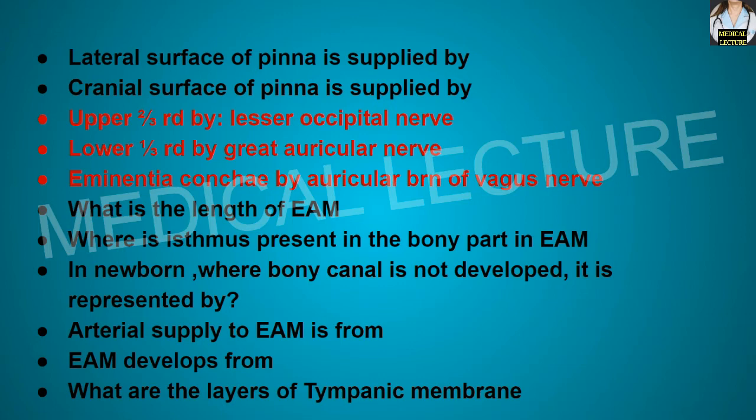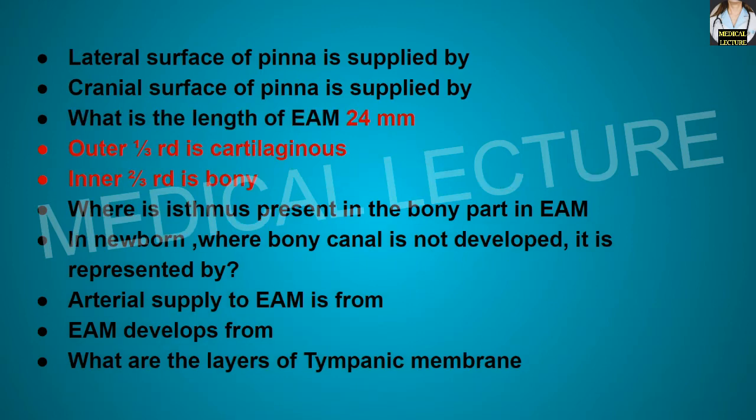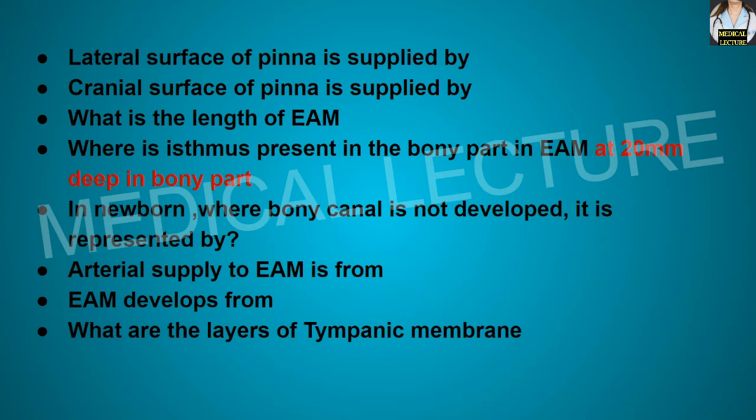Now what is the length of the external auditory meatus or the external acoustic meatus? The total is 24 mm in length. The outer 1/3 is the cartilaginous part, while the inner 2/3 is the bony part. Out of 24 mm, the cartilaginous part is 8 mm in length, while the bony part is 16 mm in length. Where is the isthmus present in the bony part of the external acoustic meatus? It is located 20 mm deep in the bony part.